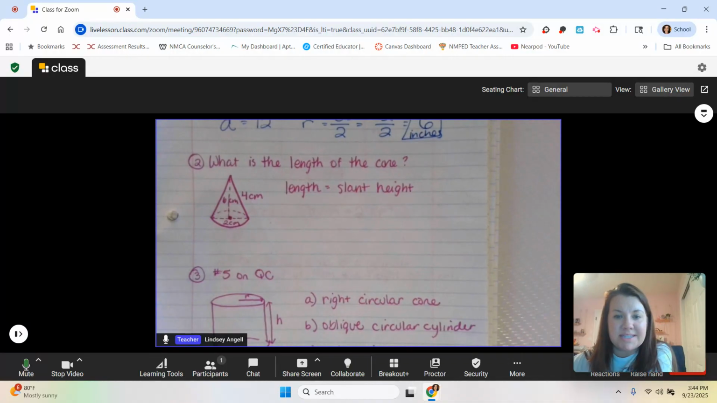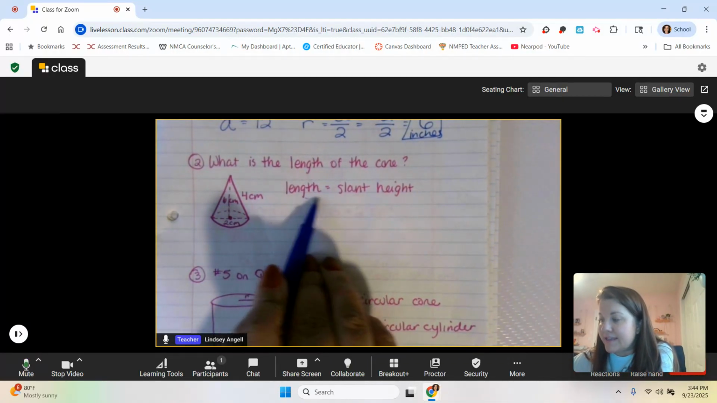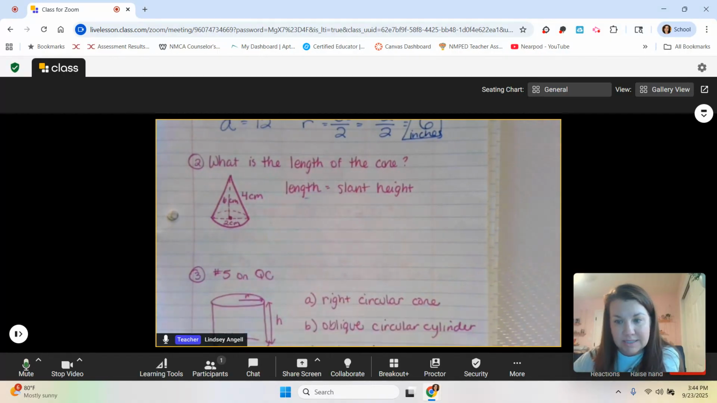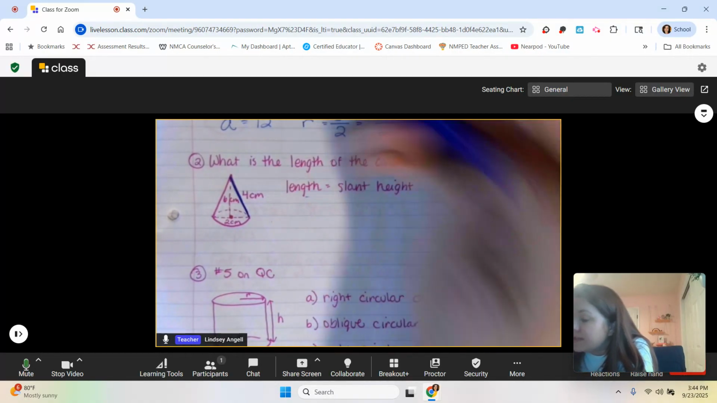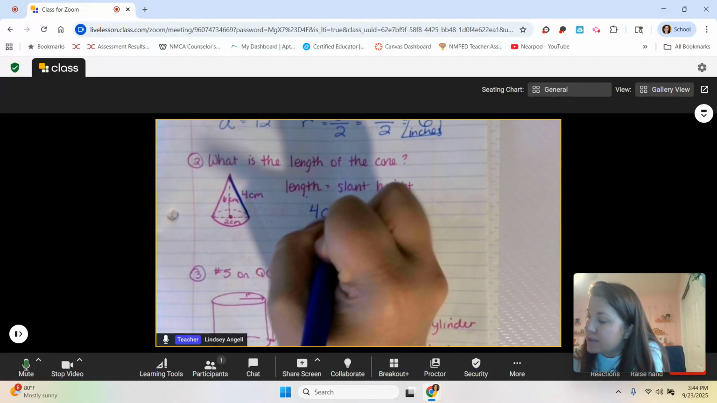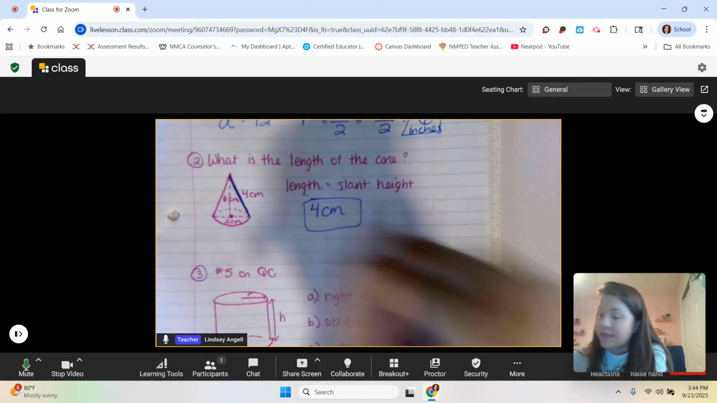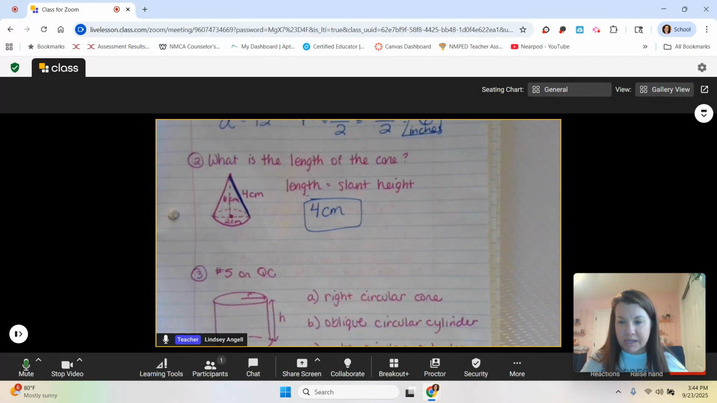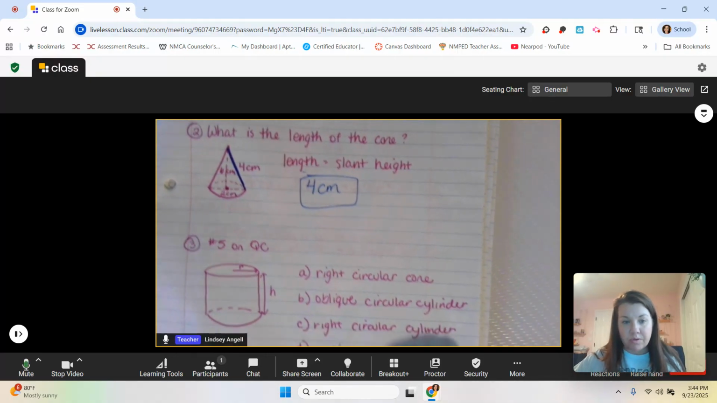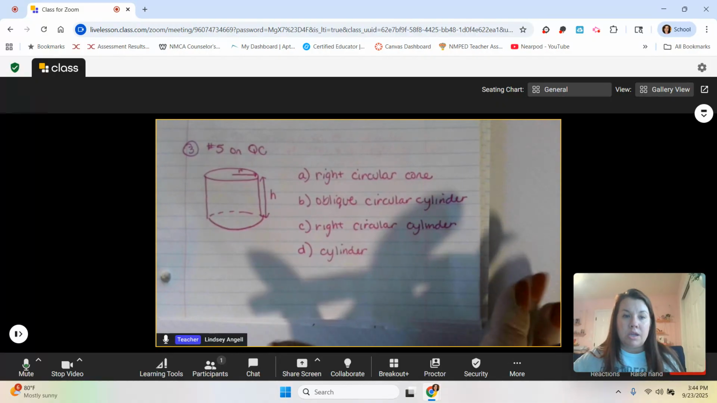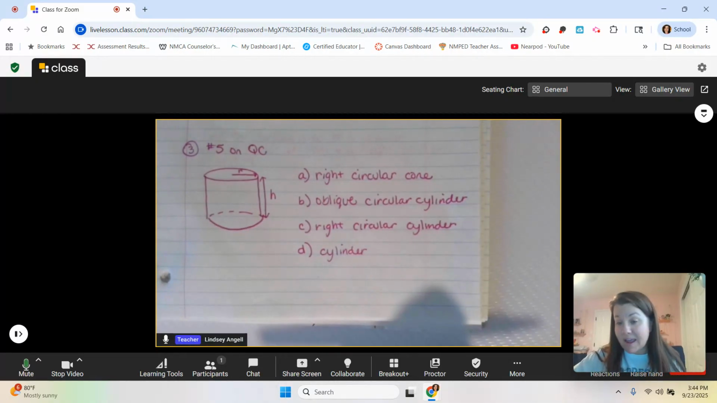Number two, what is the length of the cone? Okay, so the length is equal to the slant height, which is this value here. So in this case, it would be 4 centimeters. That just goes back to understanding and knowing your definitions. And in geometry, which this is, it's very definition heavy.